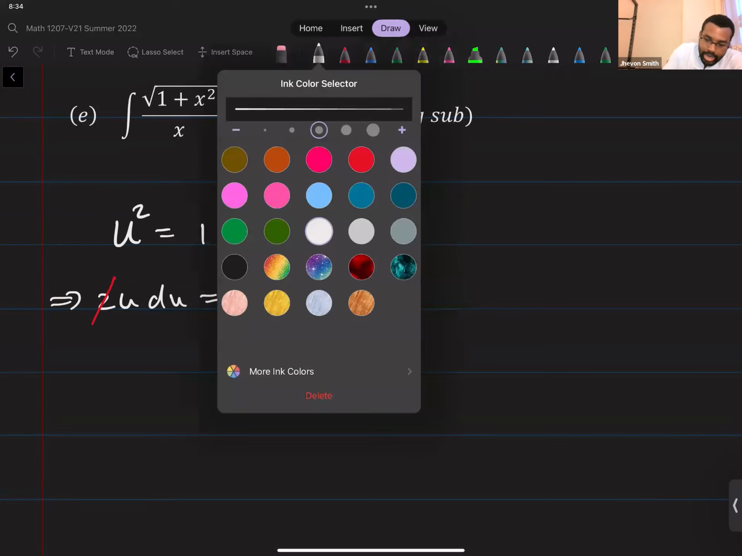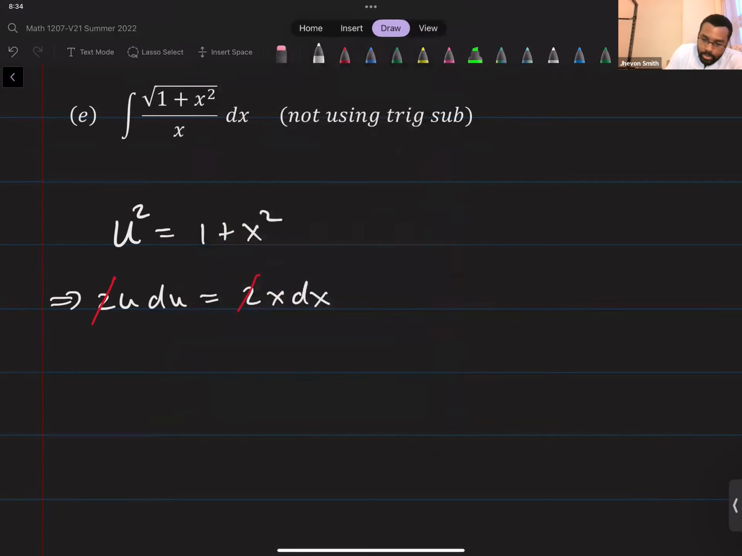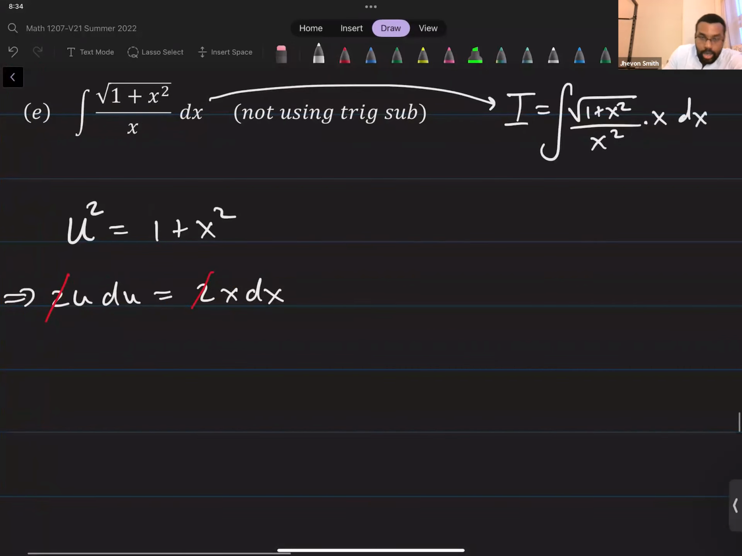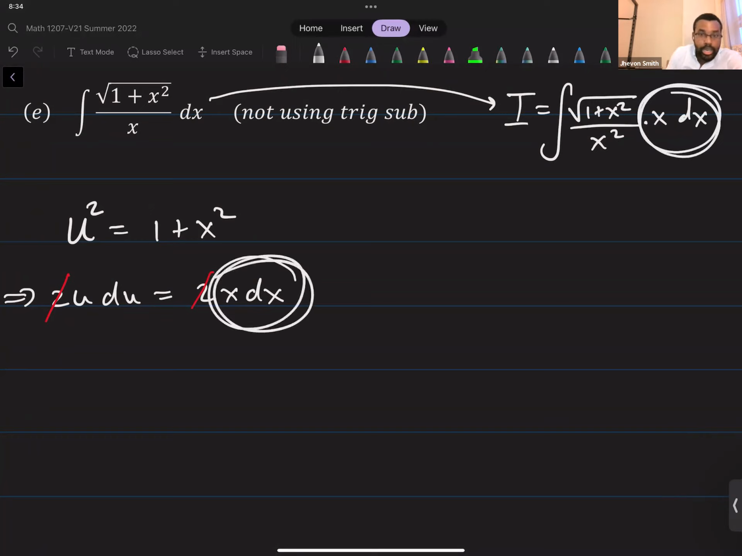Notice that this guy is I, which I can write it as 1 plus x squared over x squared times x dx. So I can multiply and divide by x to get my x dx in there. That's not going to be an issue. And so that's my x dx right here. And I can replace that now with u du.